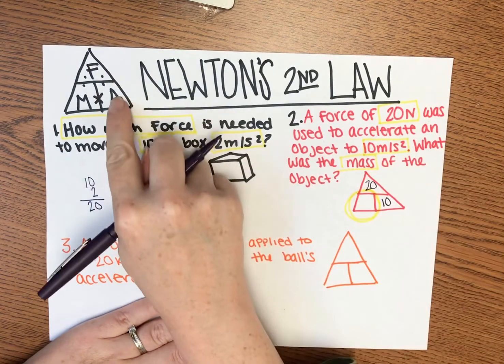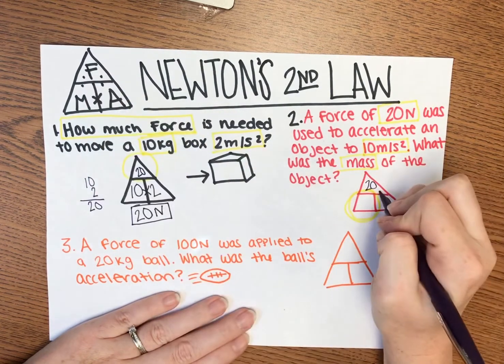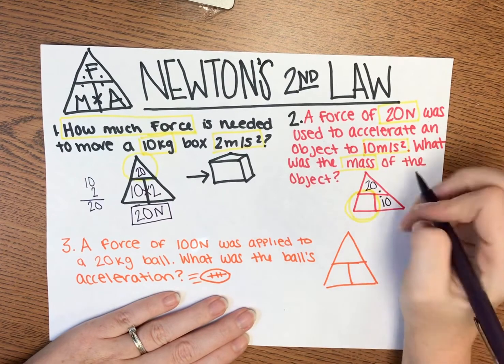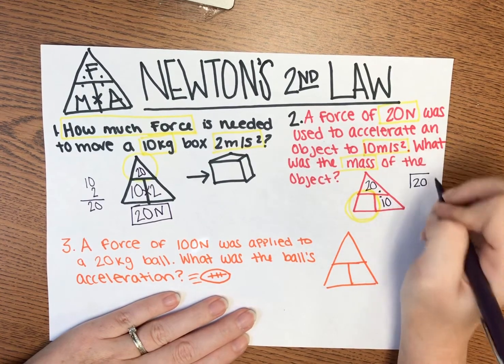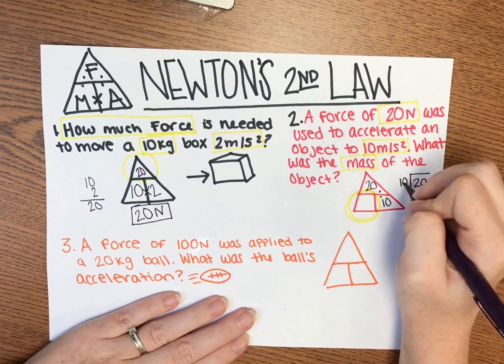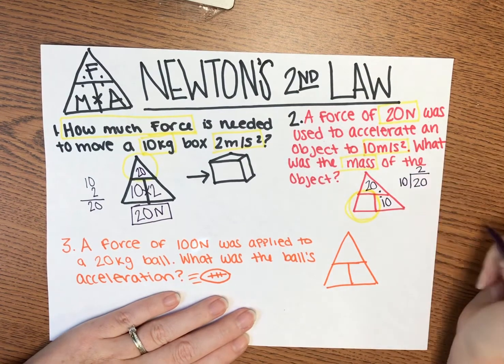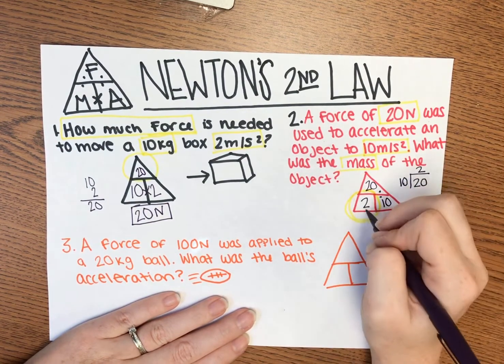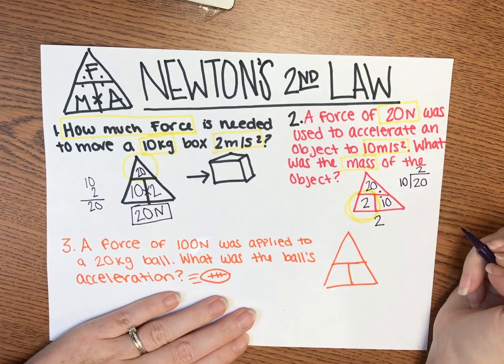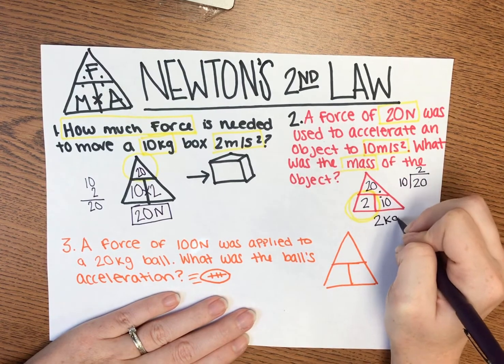Remember, if the numbers are one on top of another, we divide. The number that is on the top, the force, always goes inside your house when you divide. 20 divided by 10 is 2. Our answer is 2, but it is not just 2. It's 2 kilograms, because mass is measured in kilograms.